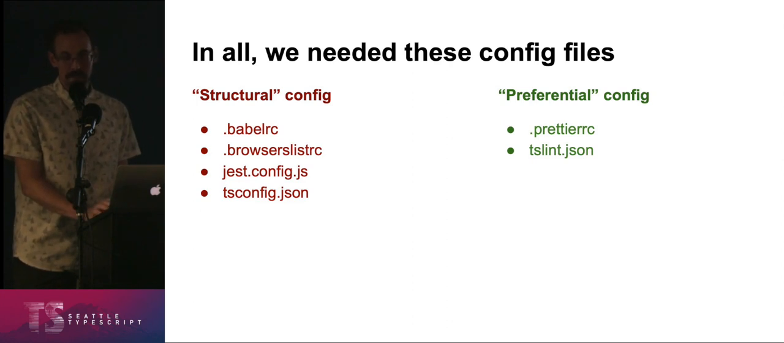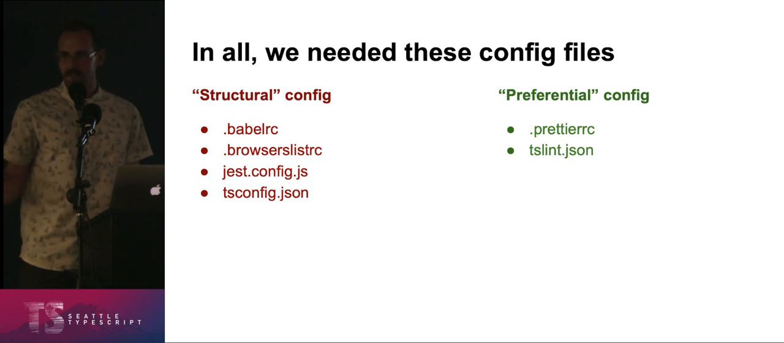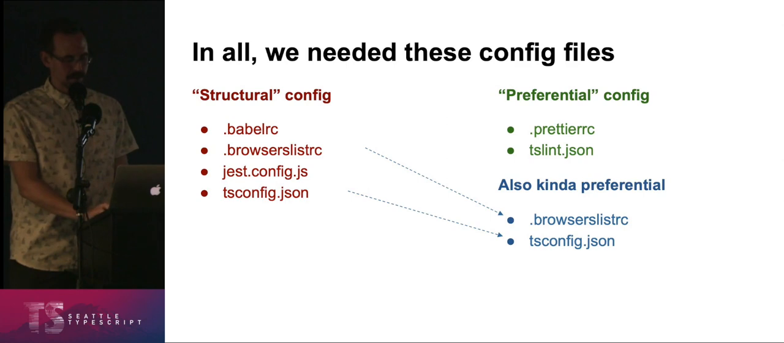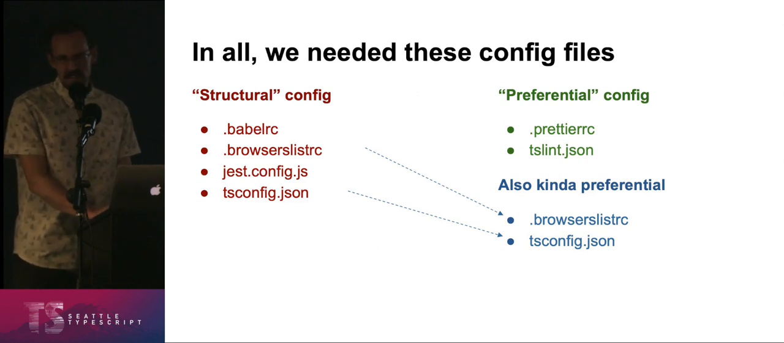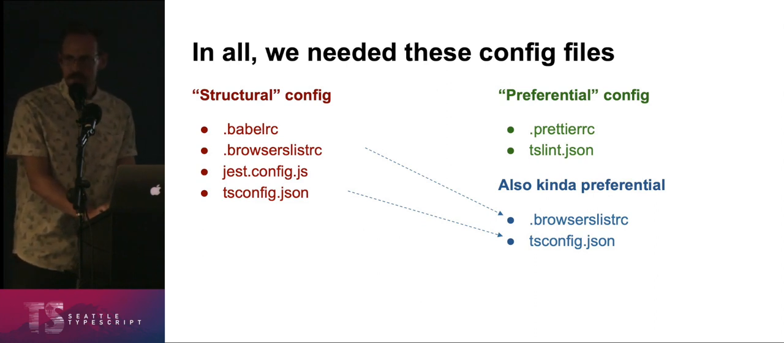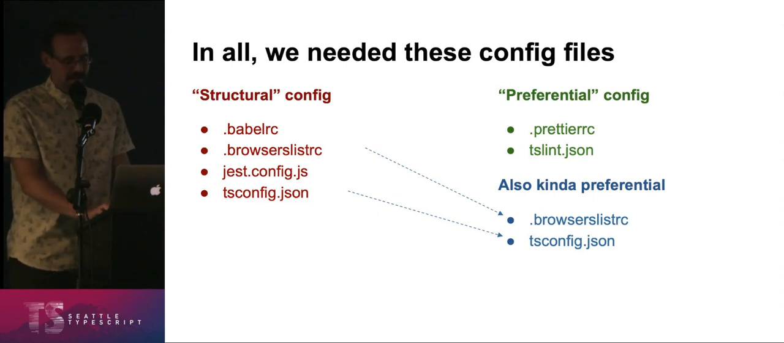And then the preferential config I'm fine with. The Prettier file and the tslint file, totally, everyone's got their own linter and formatting desires, but no one should use semicolons. But we can talk about that later. So actually, these two are also kind of preferential, because maybe some people want to support more older browsers, maybe some people want to support less. And for tsconfig, that's also where I put in my strict flags, and maybe someone doesn't want the strictest compilation, but that's ridiculous. You should always be strict.